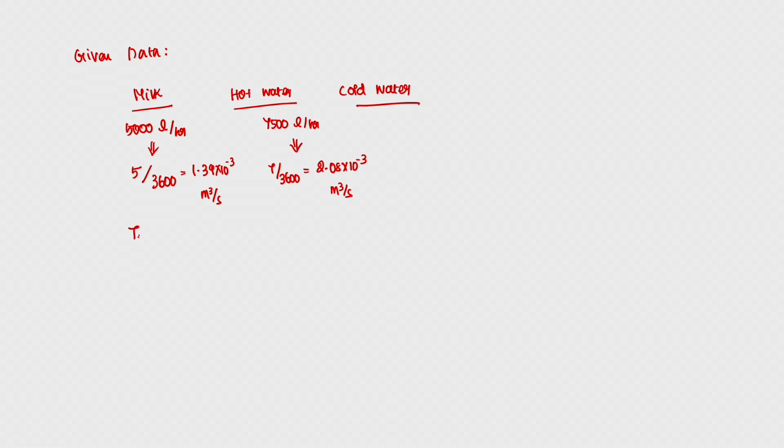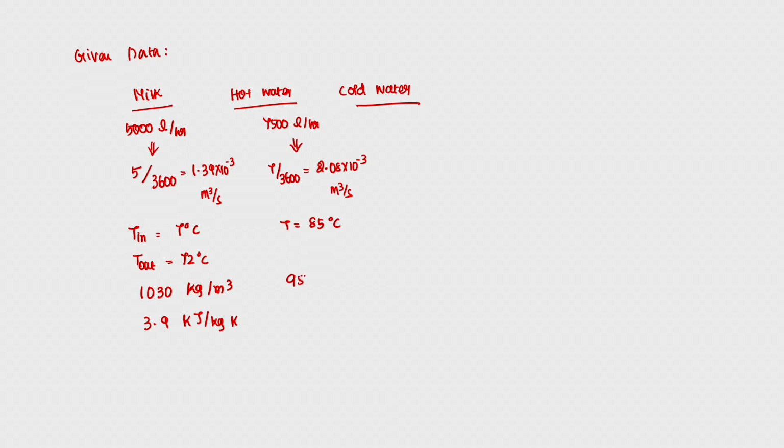Then milk T in is given, which is nothing but 7 degree centigrade, and T out is 72 degree centigrade. On the hot water side, temperature is given as 85 degree centigrade. The density of the milk is given, which is 1030 kg per meter cube, and the same way Cp is given, which is 3.9 kilojoules per kg Kelvin. On this side again density is given, which is 958 kg per meter cube, and Cp is given, which is 4.2 kilojoules per kg Kelvin.